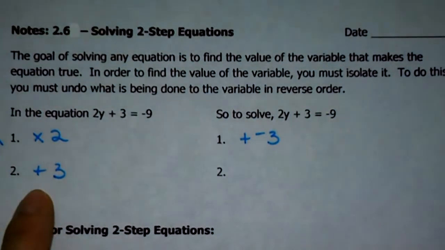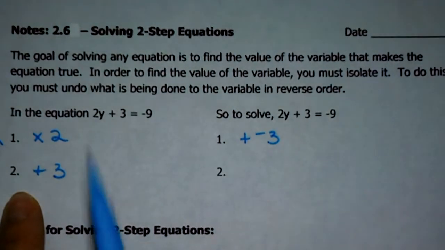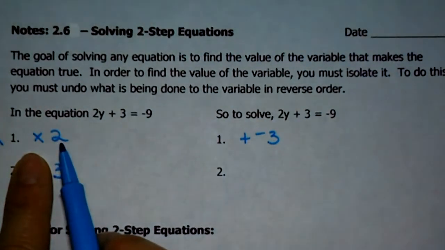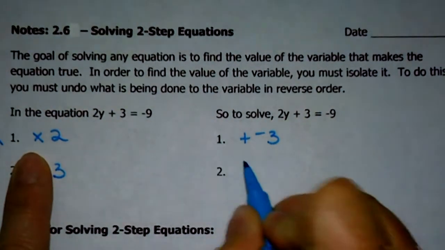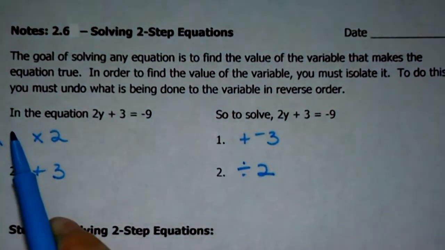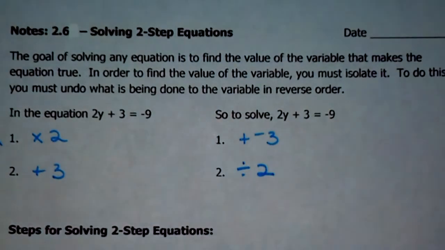If I'm adding 3, to undo adding 3, we learned to add a negative 3, right? Adding a negative 3 is what cancels out that positive 3, additive inverse. And we learned that when we had a multiplication equation, in order to undo multiplying by 2 to get the y by itself, we learned that we divided by 2. So we just did the reverse order. That's how you solve these things.